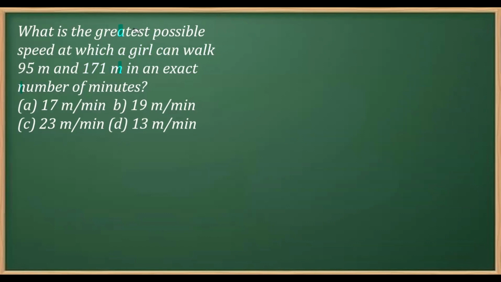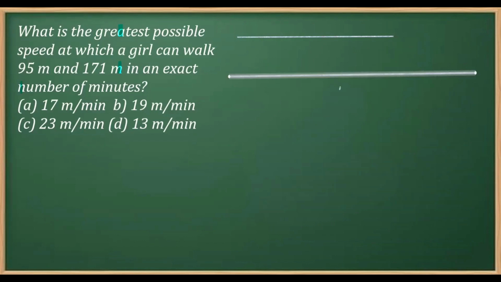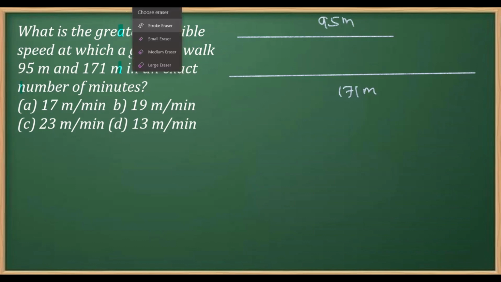First of all, let's say I take the first journey to be this one of how much? 95 meters, and the other distance that she has to cover, let's say this one, is 171 meters, and the first one was how much? 95 meters. So what does it mean when they say it is the greatest speed?